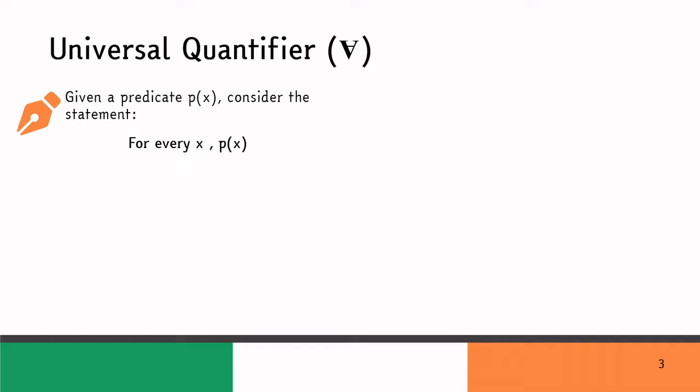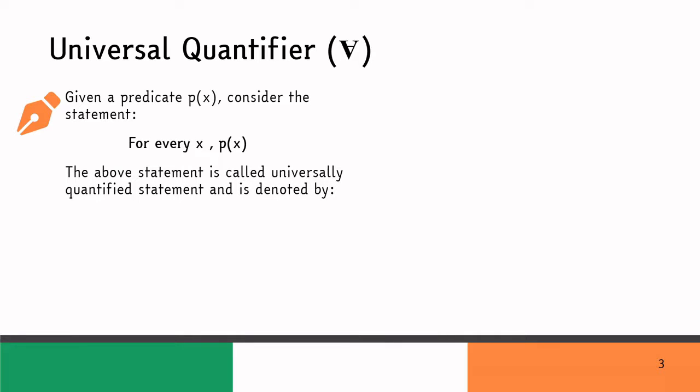Let us start by discussing the first one, universal quantifier. As stated before, it is represented by a reversed A symbol. Consider a statement "for every x, p of x." This is called a universally quantified statement because it means that p of x holds for all values of x. It is represented as the expression ∀x p(x).